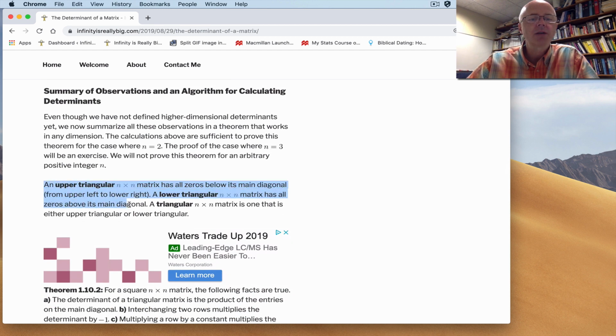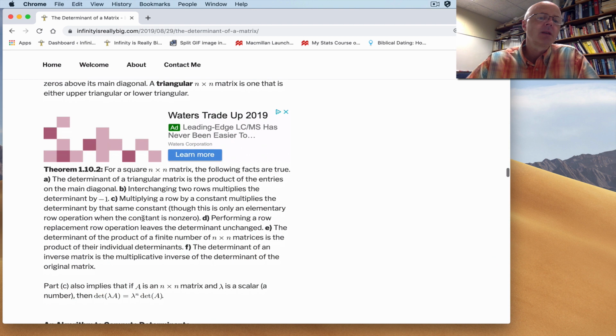I talk about upper triangular matrices in general, lower triangular, and triangular. An upper triangular matrix in general for an n by n matrix has all zeros below its main diagonal. A lower triangular matrix has all zeros above its main diagonal, and a triangular matrix is either upper triangular or lower triangular. Actually, a matrix that's both upper triangular and lower triangular, meaning zeros below and zeros above the main diagonal, is called a diagonal matrix, but I don't actually make that definition here.